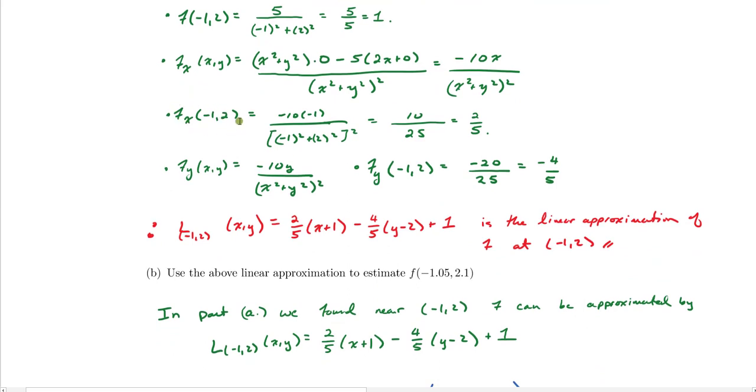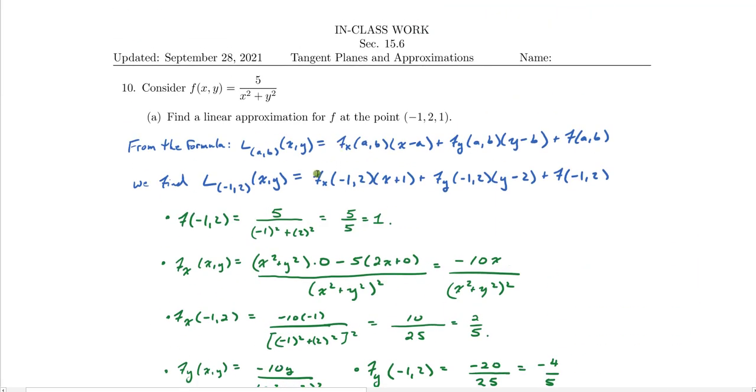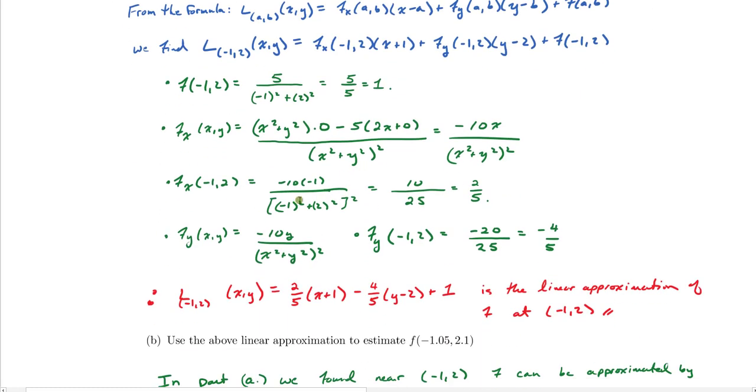Then I evaluated the partial derivative of f with respect to x at the point of interest. That gave me 2/5. So all of that is going to tell me what to plug into this part right here of the formula. Likewise, I computed the partial derivative with respect to y, and then I evaluated that at the point (-1, 2), and that gave me the number -4/5.